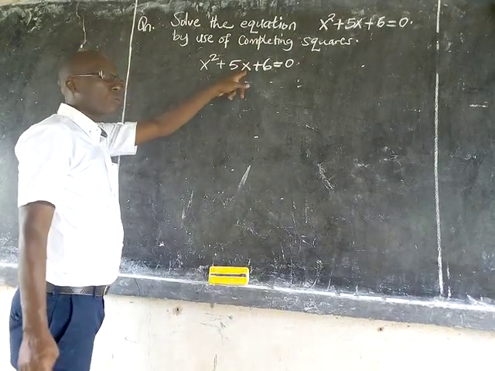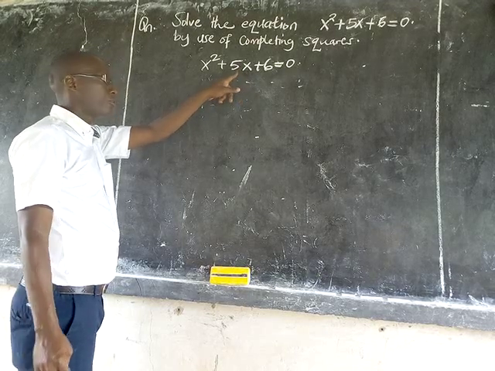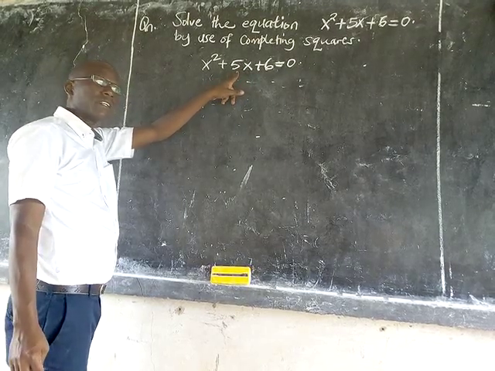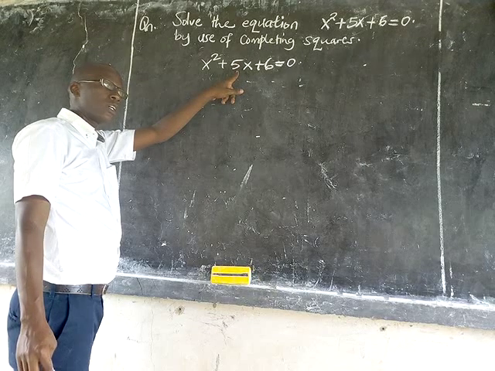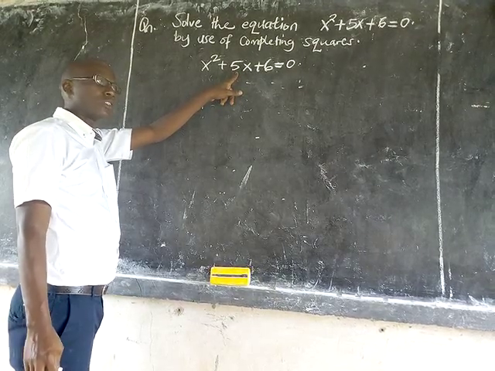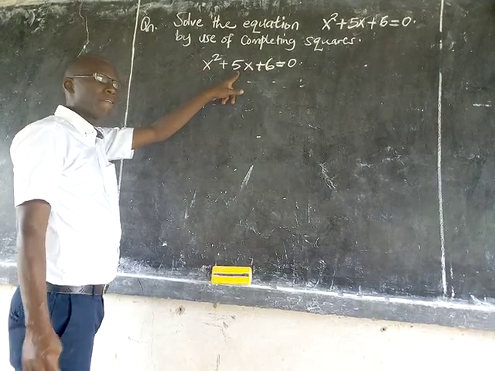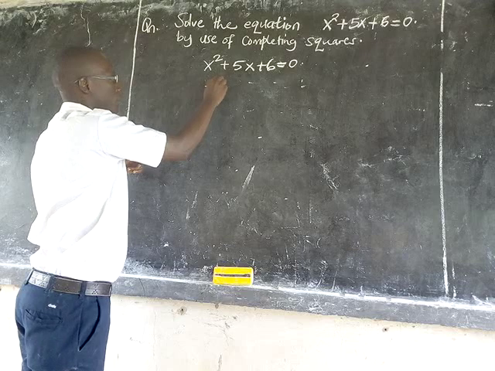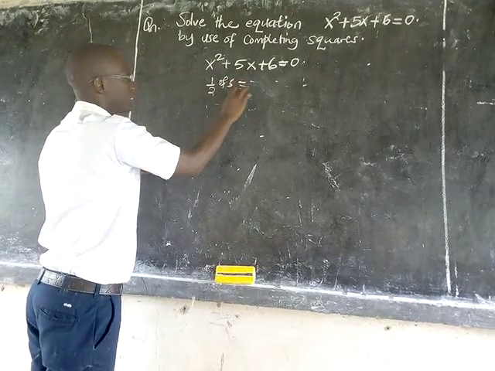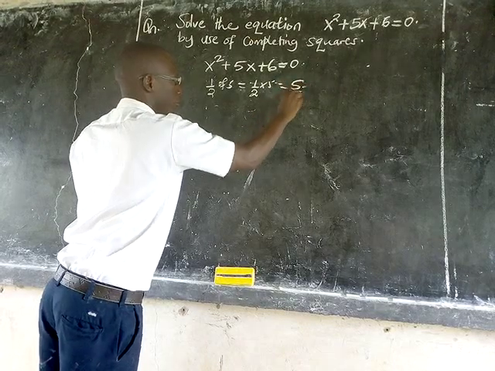Now, we are going to get half of the coefficient of x. The coefficient of x here is 5. But the rule for completing squares says we have to identify half of the coefficient of x. The coefficient of x is 5, and half of 5, of means times, a half times 5, which gives us 5 out of 2.